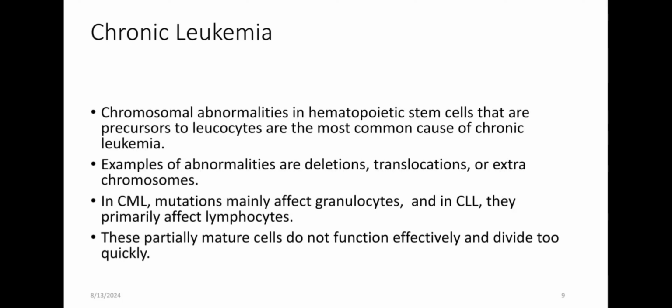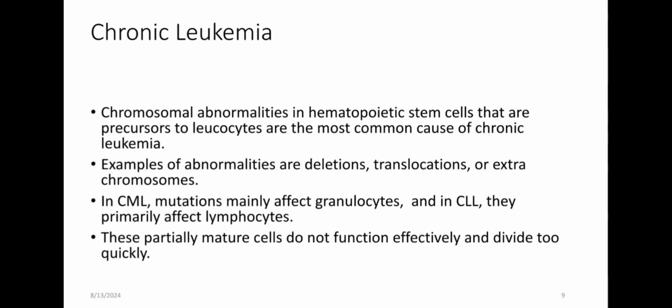Chronic leukemia. Chromosomal abnormalities in hematopoietic stem cells that are precursors to leukocytes are the most common cause of chronic leukemia. Examples of the abnormalities include deletions, translocations, or extra chromosomes. In chronic myelogenous leukemia, mutations mainly affect the granulocytes, most commonly the t(9;22) translocation, and in chronic lymphocytic leukemia, they primarily affect lymphocytes, especially the B lymphocytes.